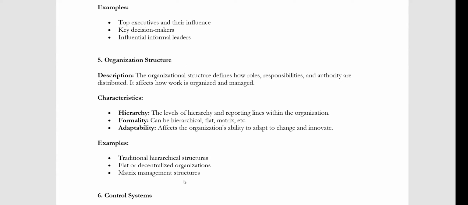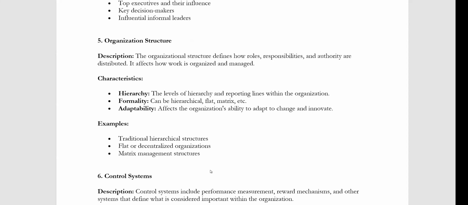Then we have the organization structure itself, which is a feature of the culture, right? Now, the organization structure defines how roles, responsibilities, and authorities are distributed. It affects how work is organized and managed. Okay, so the characteristics is the levels of the hierarchy and reporting lines within the organization, are you getting it? It can be hierarchical, flat, matrix, whatever, whether it's a tall or wide or flat organization. And it affects your ability to adapt to change and innovate if people are used to that structure. Okay, so there could be traditional hierarchical structures, flat or decentralized structures, or matrix management structures.